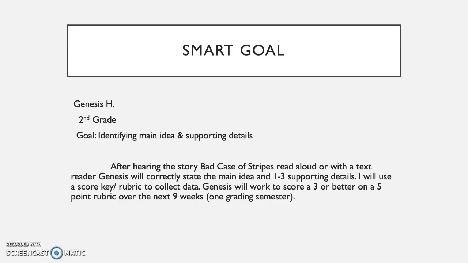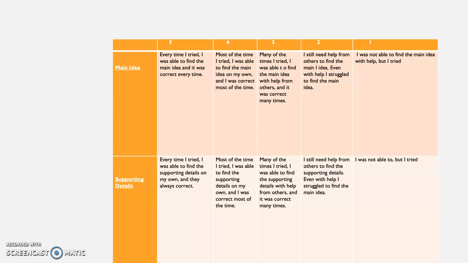So my SMART goal is for Genesis, and Genesis' goal is to identify the main idea and supporting details. After hearing A Bad Case of Stripes aloud or with a text reader, Genesis will correctly state the main idea and 1 to 3 supporting details. I will use a scorecard rubric to collect the data, and Genesis is going to keep working to get a 3 or better on a 5-point rubric in the next 9 weeks, which is 1 grading semester.